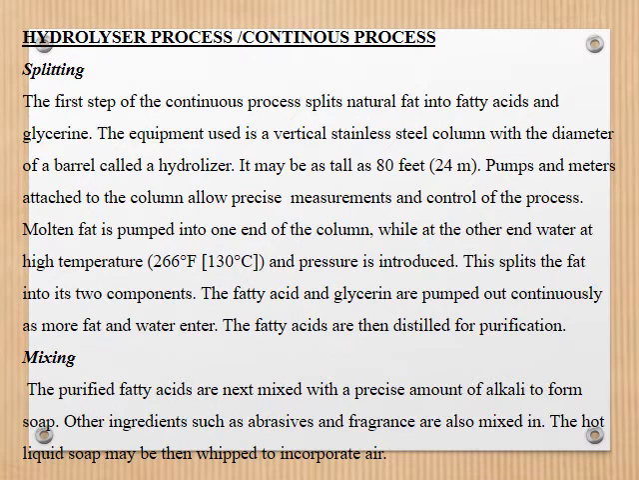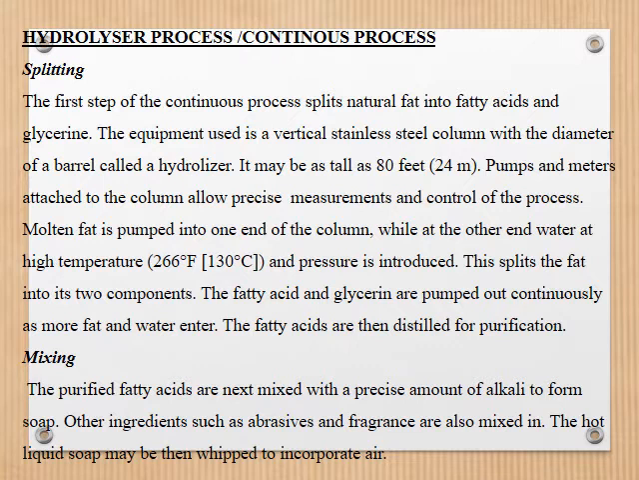The next process is the hydrolyzer process, or it is called the continuous process. In this, the first step is splitting. The first step of the continuous process splits natural fats into fatty acid and glycerin. The equipment used is a vertical stainless steel column with the diameter of a barrel, called a hydrolyzer. It may be as tall as 80 feet, that is 24 meters high. Pumps and meters attached to the column allow precise measurement and control of the process.